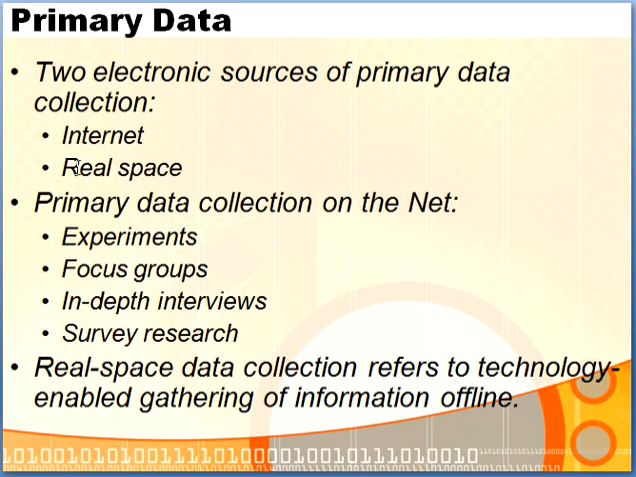Okay. Obviously, we use the internet in order to gather the data. Here is some example: primary data collection on the net. Now, the primary data could be experiments. You could be doing experiments online. It could be focus groups. In other words, compared to the face-to-face focus group, which is offline, the online focus group has some advantages and some disadvantages also.